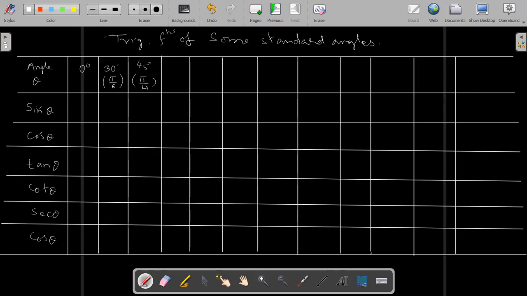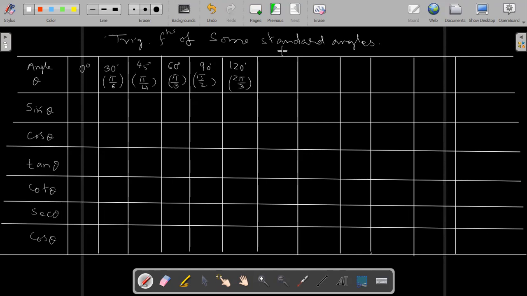Then we have 60 degree, pi by 3. We will use in terms of pi generally, yeah? And 90 degree, pi by 2. Then 120 degree, 2 pi by 3. Now you can see pi by 3 is what? 60 degree, and twice that, 120 degree.